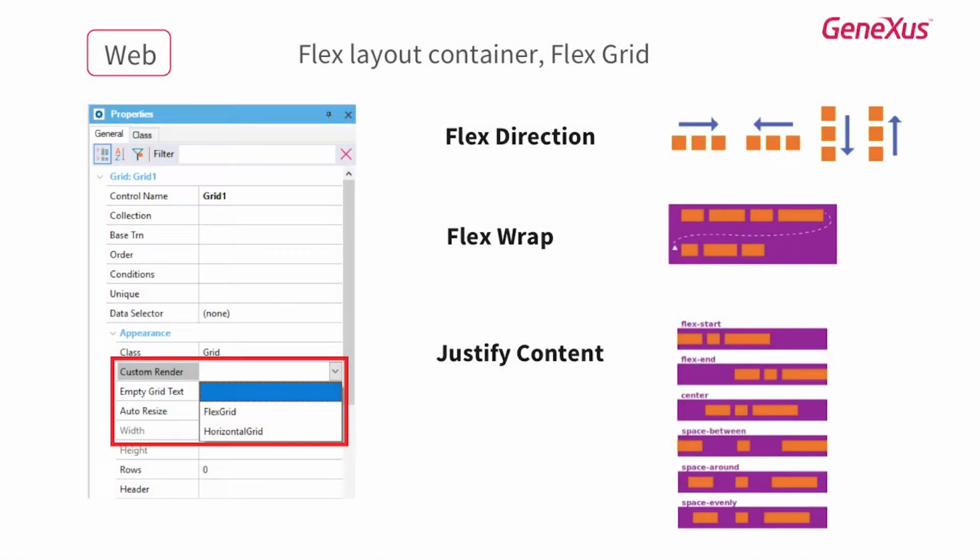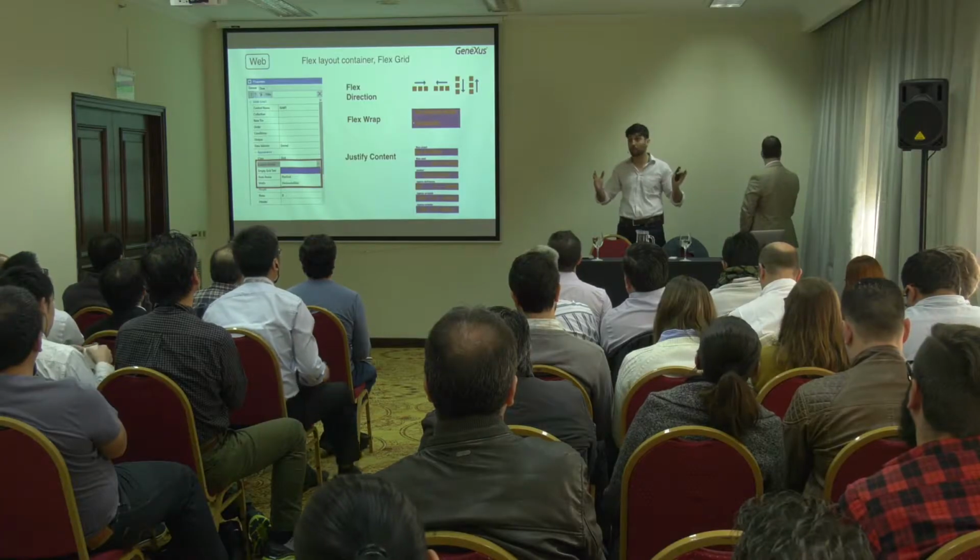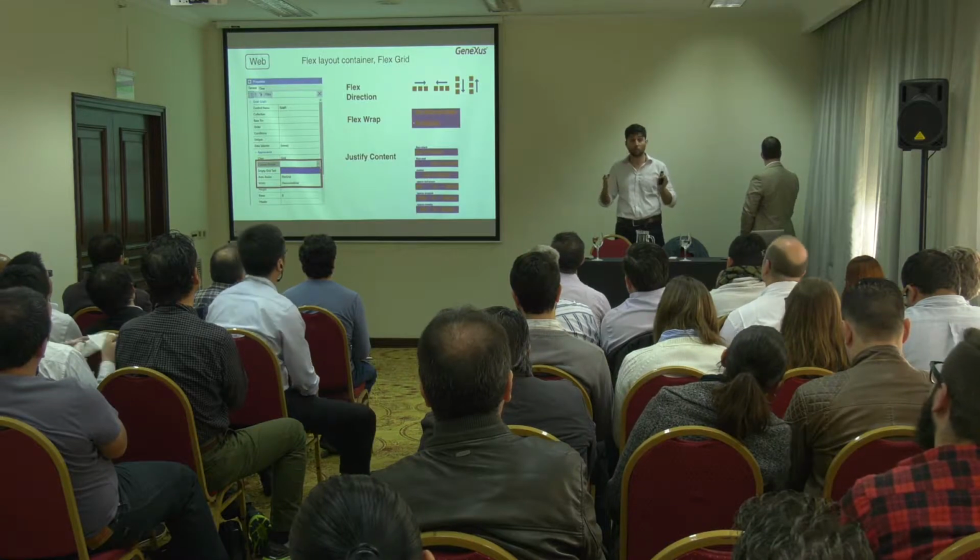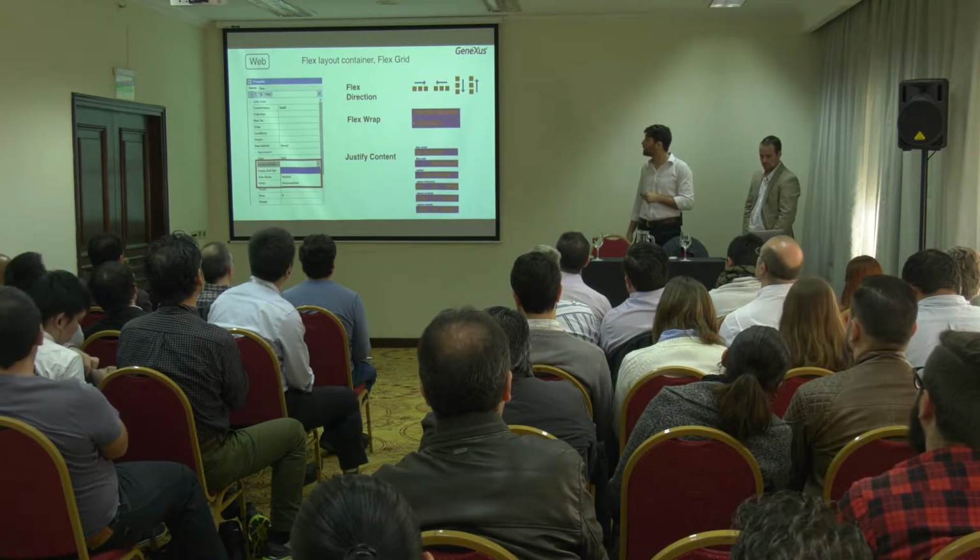For the case of web, we have a new way of visualizing the grids that allow us to define them as flexi grid and makes available these other properties which establish how the flex layout has to behave, whether there will be inverted columns, inverted lines, and what happens when I have a line with a certain quantity of elements and I don't have enough space to show them all.